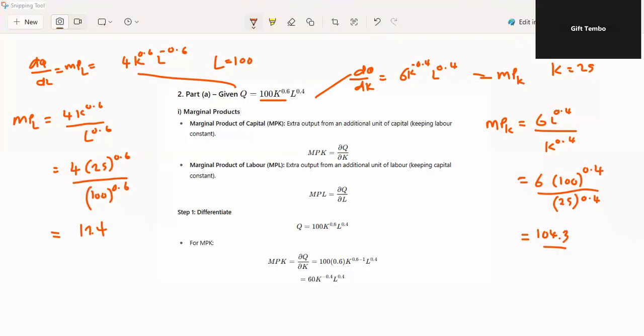So the managerial implications here are that our MPK of 104.3 is much higher than the MPL of 17.4. So this means that capital is currently more productive than labor. So as a manager, you need to invest more in capital, like machines and technology, to increase what? Efficiency. But you also need to balance it, because at some point the returns to capital may diminish.